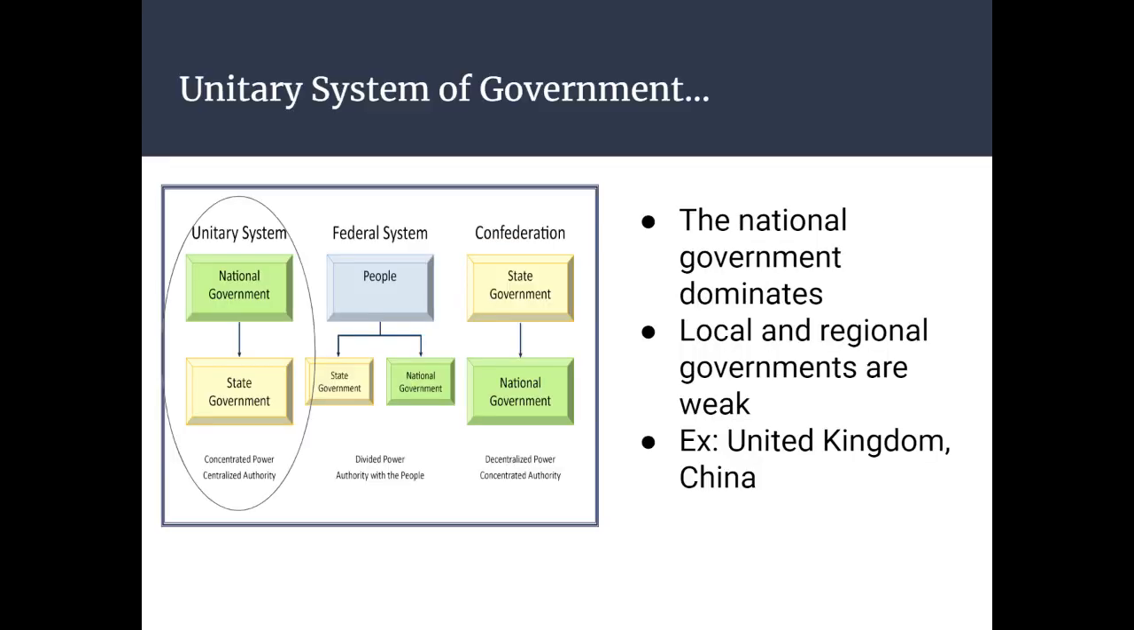So we're going to go through and look at each of the three types. Let's focus on the unitary system first. This is really the one extreme. This is the extreme in which the national government has almost all the power, and local governments, regional governments, states, whatever you want to call them, have considerably less power and ability to make decisions. Examples of this type of system would be like the United Kingdom, China. Again, the power flows from the top down. The national government has most of the power, and lower systems of government beneath them have considerably less decision-making ability.